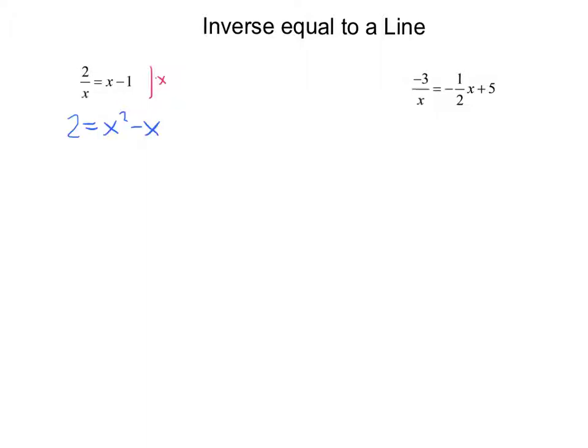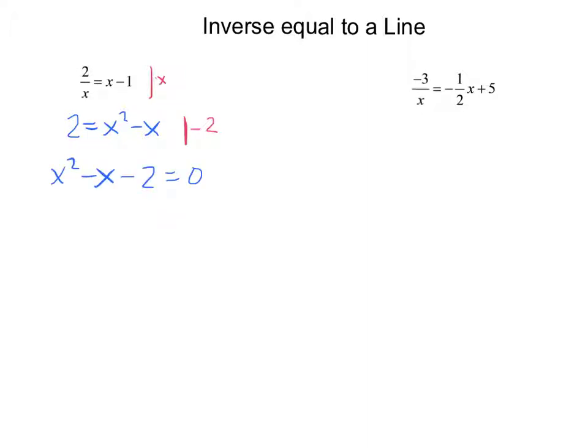One key thing to remember here is that I'm multiplying an entire side by x. So this becomes 2, but each of these terms here get multiplied by x. This becomes x squared, this becomes minus x. Now I got a quadratic, and best solve quadratics by setting it equal to 0. Subtract 2 from both sides, and now we can use the quadratic formula.